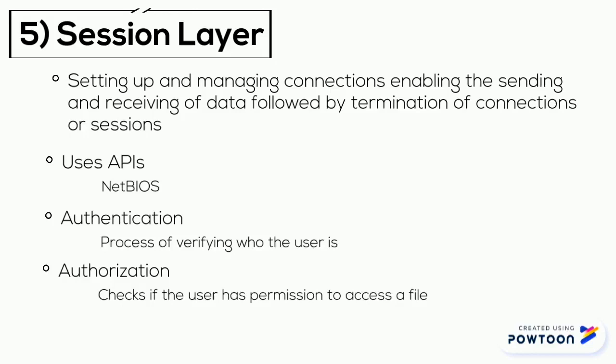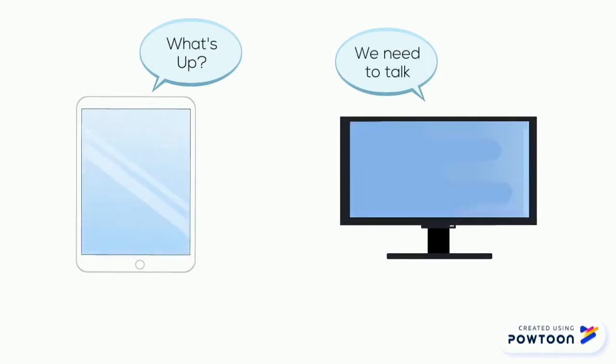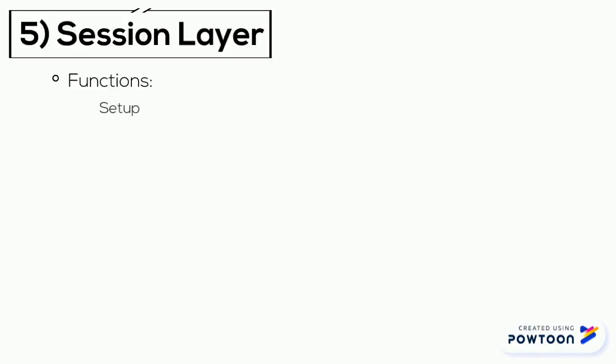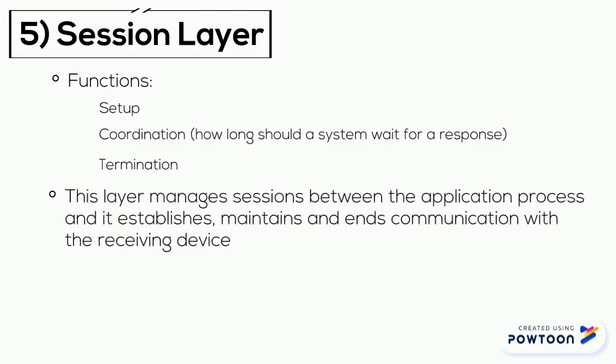The session layer keeps track of all files that are being downloaded and determines where they will go. This layer helps in session management, authentication, and authorization. When two devices need to speak with each other, a session is created at the session layer. Functions at this layer involve setup, coordination, how long a system should wait for a response, and termination between applications at each end of the session. It manages sessions between the application processes, and it establishes, maintains, and ends communication with the receiving device.